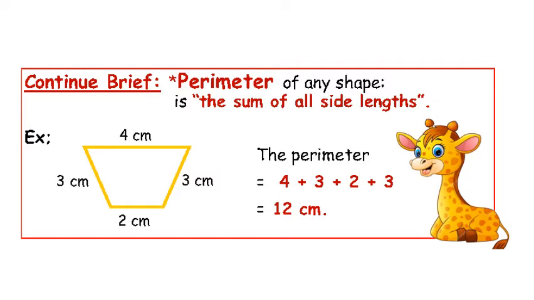So, I will add all the sides. 4 plus 3 plus 2 plus 3 equals 12 centimeters. So the perimeter of the shape is 12 centimeters.